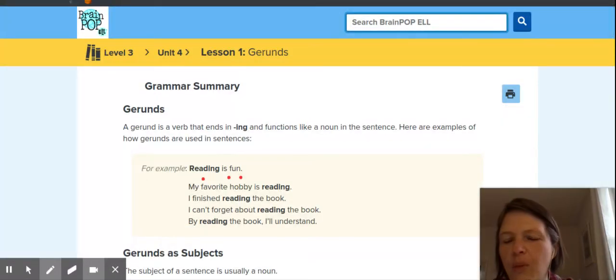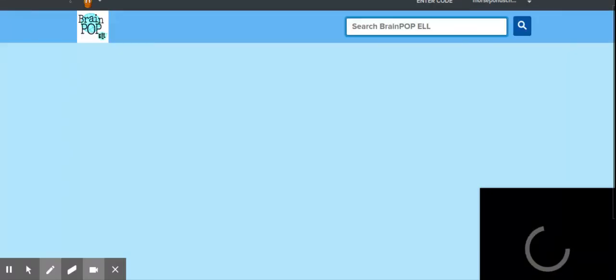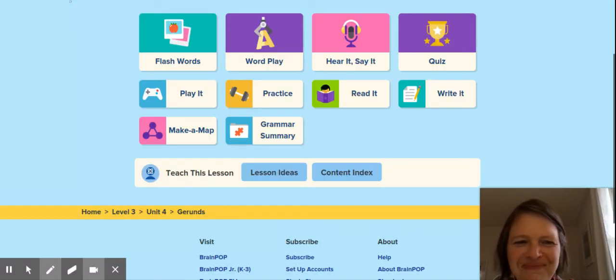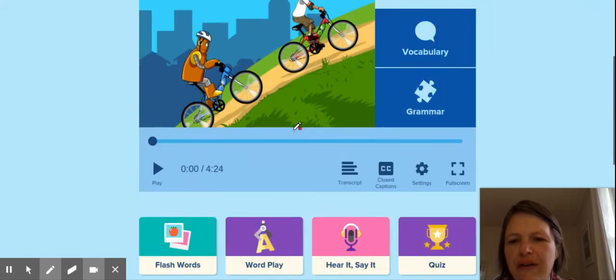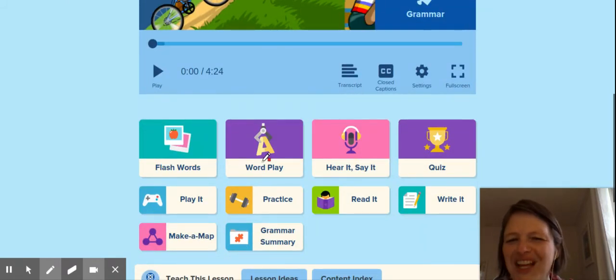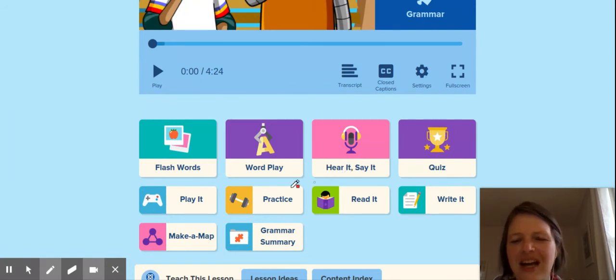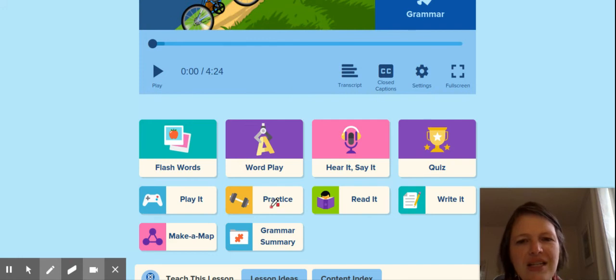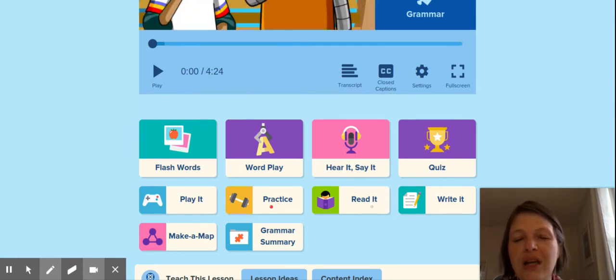So now you'll go back and actually do the lesson. The lesson is for you to practice. You're going to do the flash words, which are here. You'll do a wordplay game. You'll get to hear it and say it. You're going to play another game here. You'll practice here. There's a reading that you need to read before you take the quiz. There's a reading passage that has lots of gerunds in it.